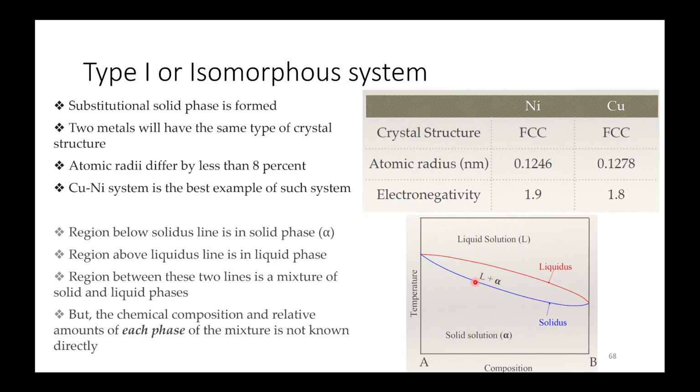In this case, region below solidus line is solid phase. In between you have liquid plus the alpha, the solid solution. Above this liquidus line you have liquid solution. And the chemical composition and relative amounts of each phase of the mixture is not known directly. So here by using lever rule you can plot a tie line at a constant temperature. Then using that you can find out what is the percentage of phases.